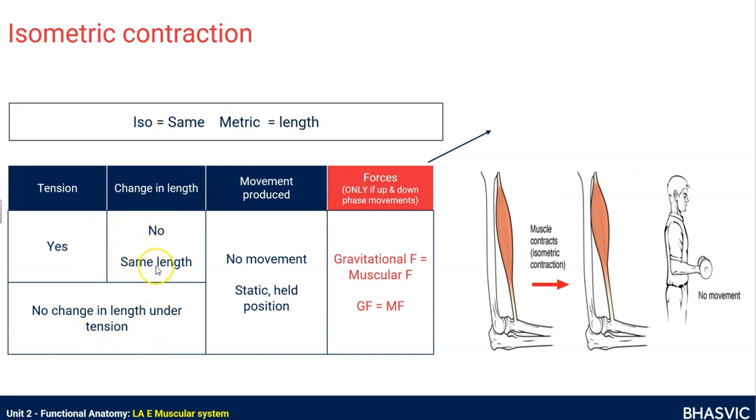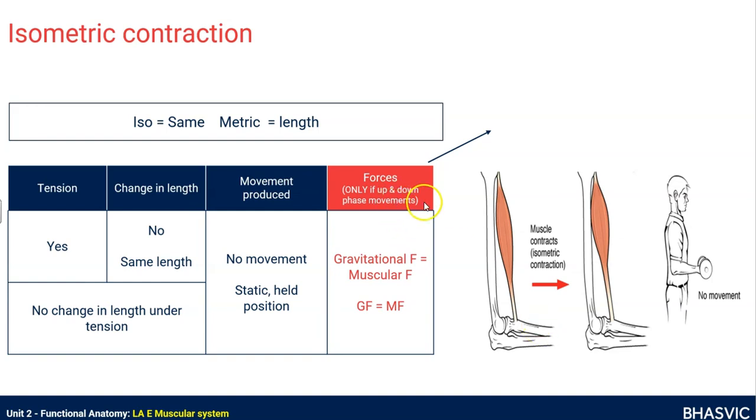So in summary, isometric contractions have tension. The muscle is tense because it's contracting. However, despite that tension, there is no change in length of the muscle, which means there is no movement. The movement would only happen if this insertion was moving, was shortening or lengthening, okay? So if the muscle is the same length, there's going to be no change in position, no movement.